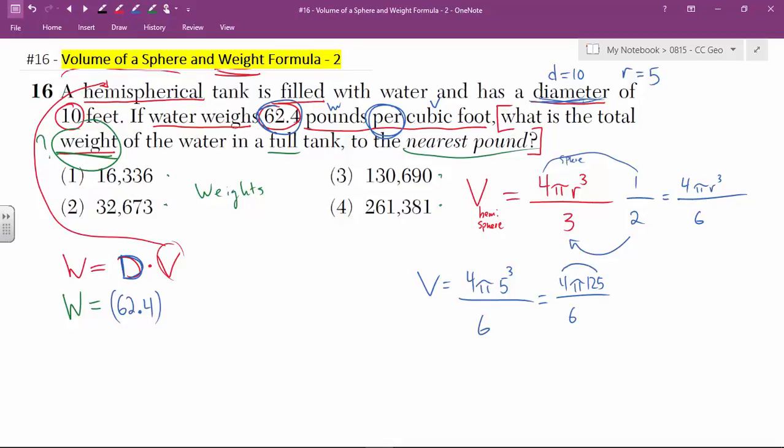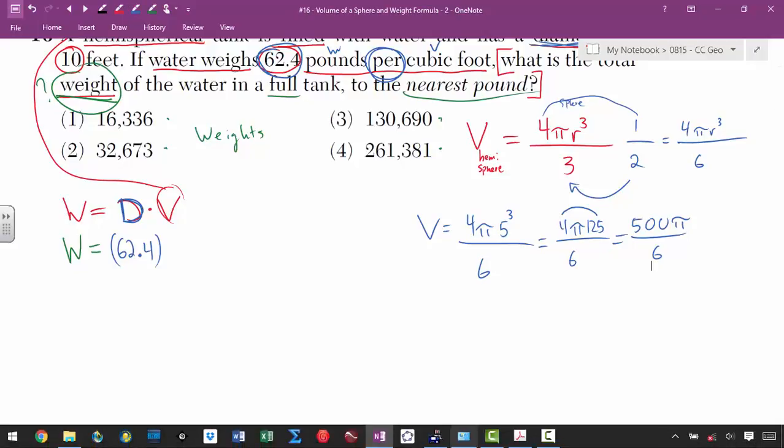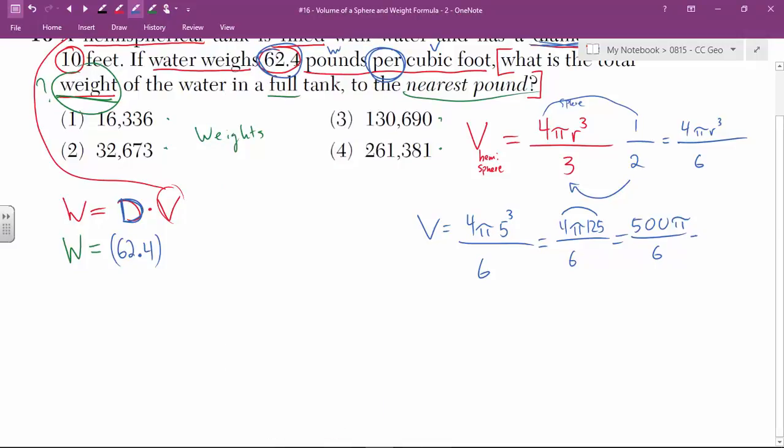Let's do that multiplication, the 4 and the 125. That's going to give me 500. I got pi there and 6. So I need to divide this, the 500 divided by 6. So let's do 500 divided by 6. We're going to get 83.33 repeating pi. So my volume for the hemisphere is 83.33 repeating pi. You cannot forget that pi. So that's my value of V.